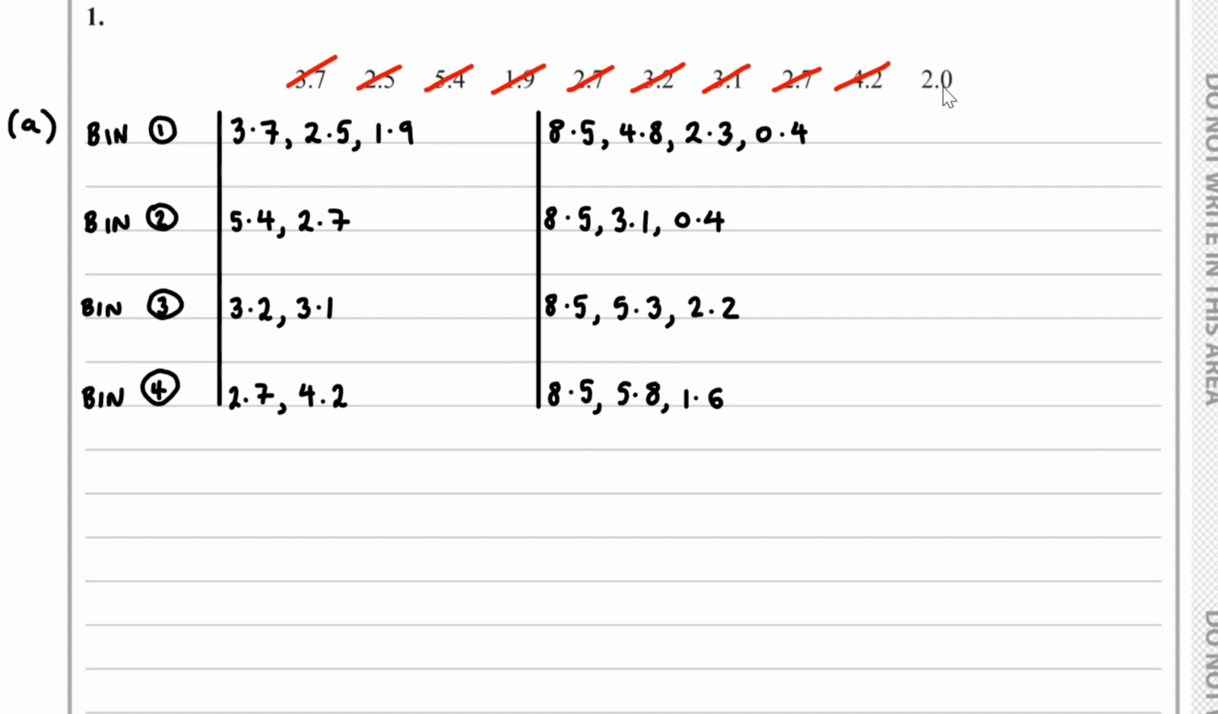Let's now take a look at the 2.0. There's not enough space in bin number 1. There's not enough space in bin number 2. However, there is enough space in bin number 3. So we can put the 2.0 into bin number 3.